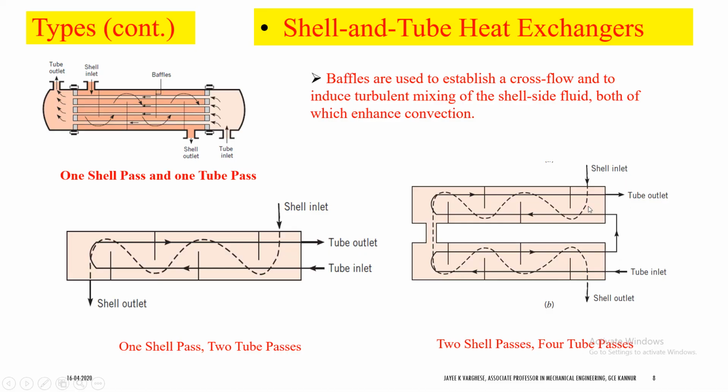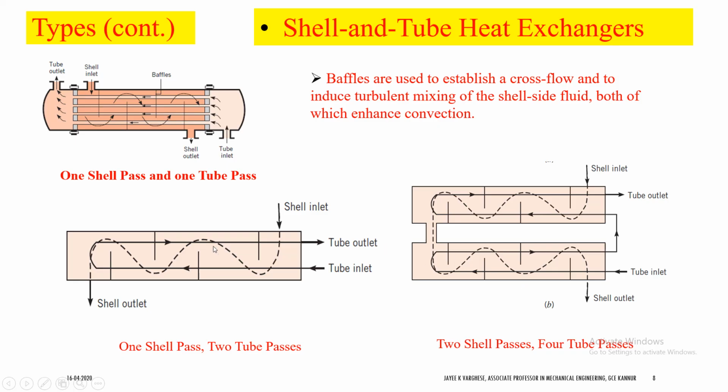So for the shell flow there are two passes, whereas for the tube flow, in each shell there are two tube flows. The tube fluid enters here and takes a return. Again it enters at the other one and takes a return. So in total 1, 2, 3, 4: four tube passes. This is called two shell passes and four tube passes. We can also have two shell passes, six tube passes, or two shell passes, eight tube passes, like that.